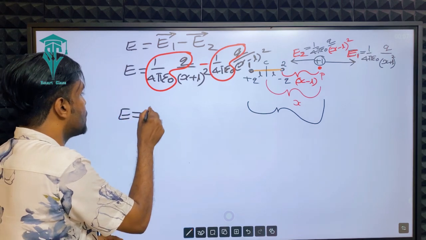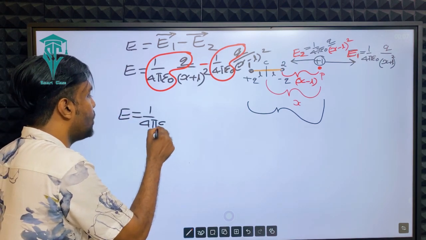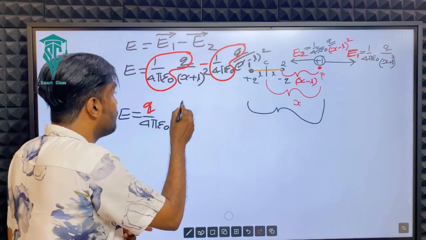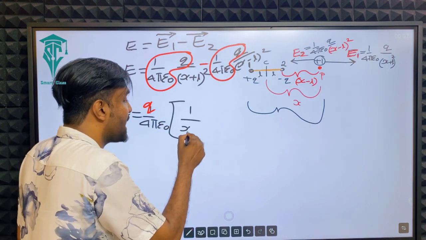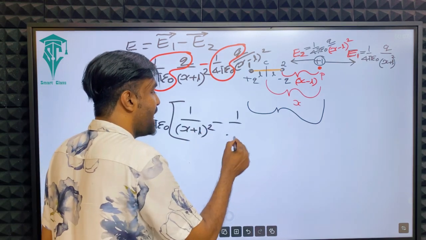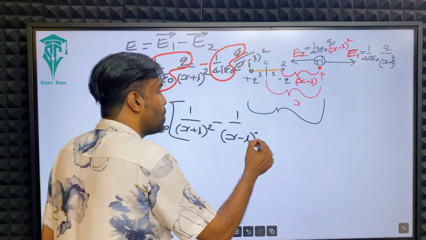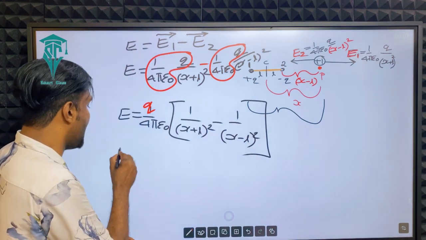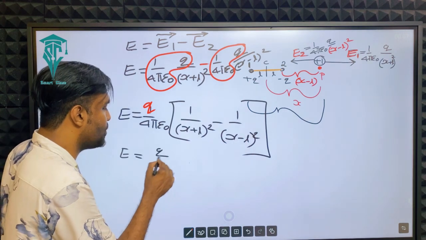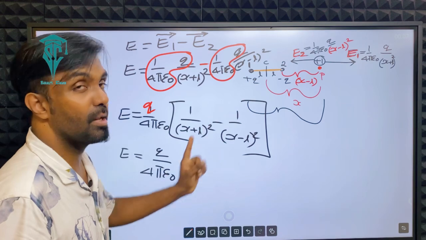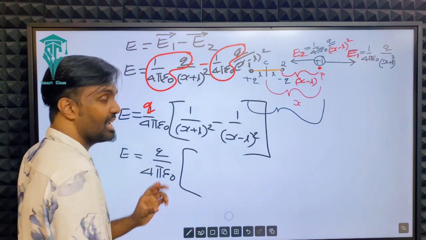So E is equal to 1 by 4 pi epsilon 0 into Q. I have mentioned that Q over here. Remaining will be 1 by (x plus L) the whole square minus 1 by (x minus L) the whole square. I think everyone understood. Okay, guys, listen here. The next step is E is equal to Q divided by 4 pi epsilon 0, and please cross multiply.